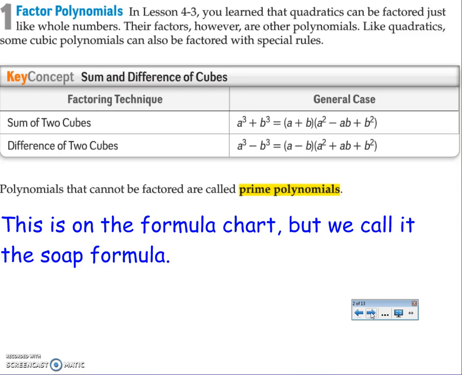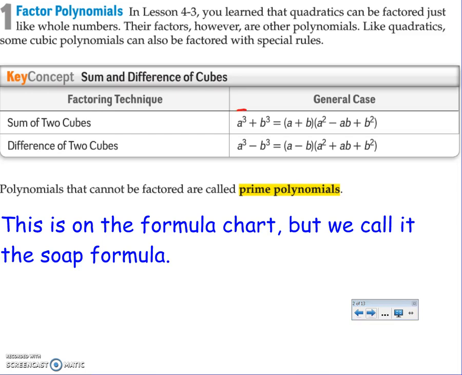So, first, make sure you know how to factor polynomials. In 4.3, you learned quadratics can be factored. Now, when we have polynomials of higher degree, there are other ways to factor them. So, there are special rules. The first one is the sum of two cubes.